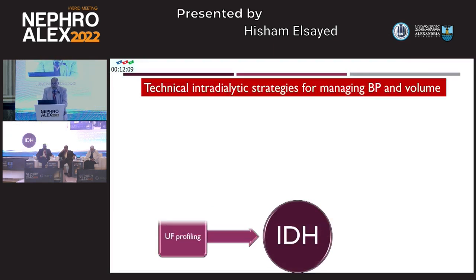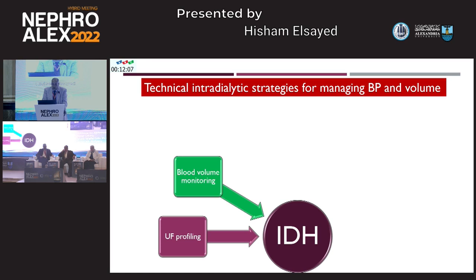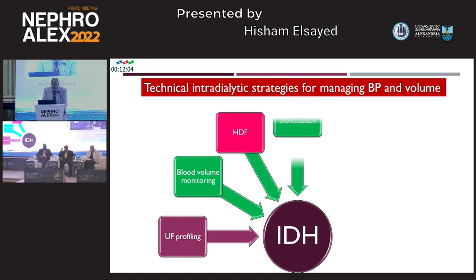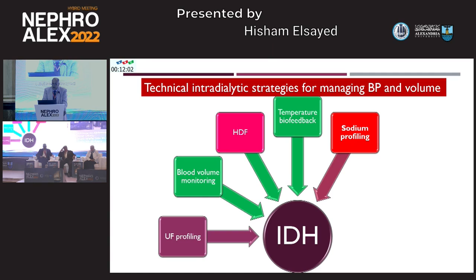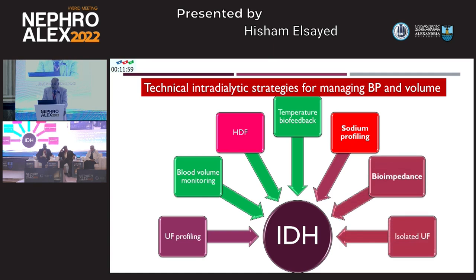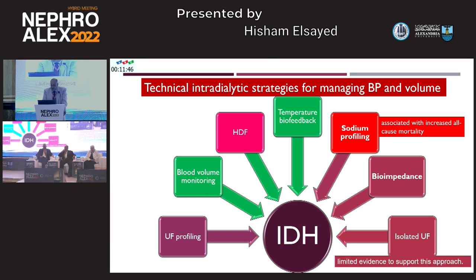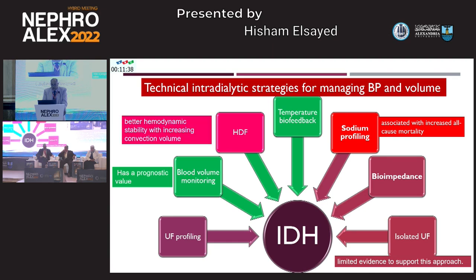So the technical intradialytic strategies: UF profiling, blood volume monitoring, hemodiafiltration, temperature biofeedback, sodium profiling, bioimpedance, and isolated ultrafiltration are all measures tried to improve intradialytic hypotension, while sodium profiling is prohibited because higher sodium is a risk. There is limited evidence to support this approach for isolated ultrafiltration, while blood volume monitoring has a prognostic value, and for sure hemodiafiltration is the gold standard to remove the cytokines as well as the inflammation.